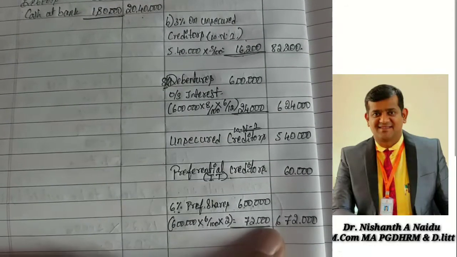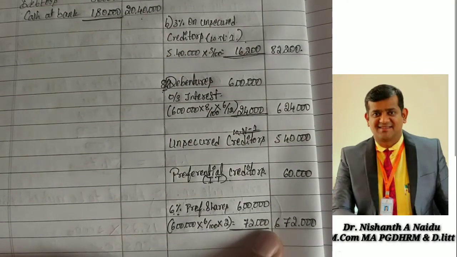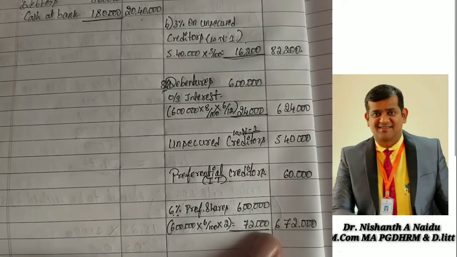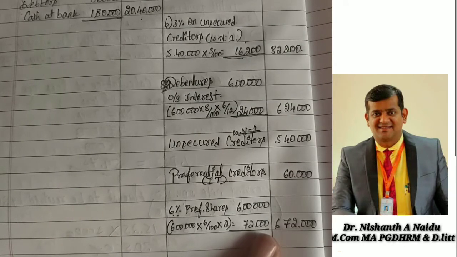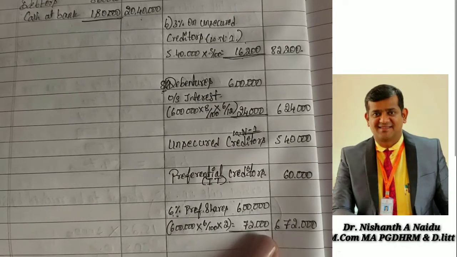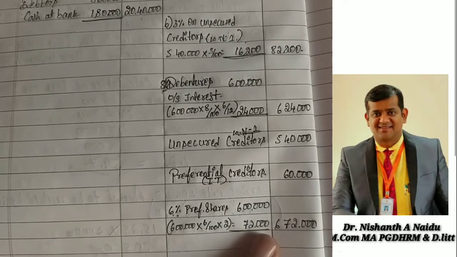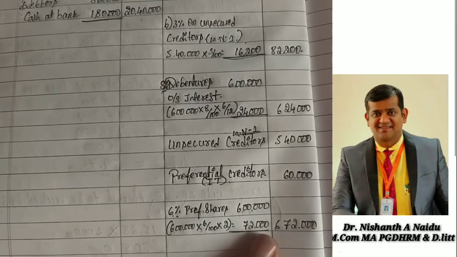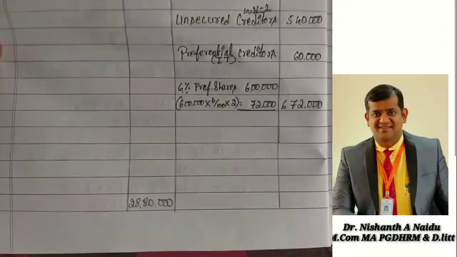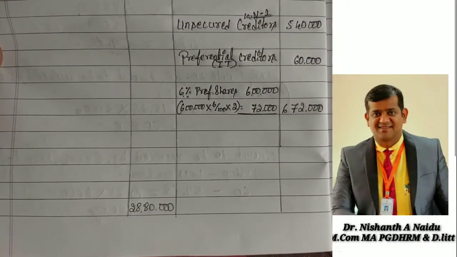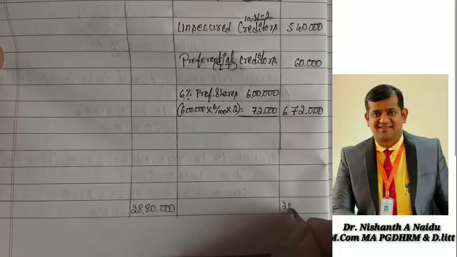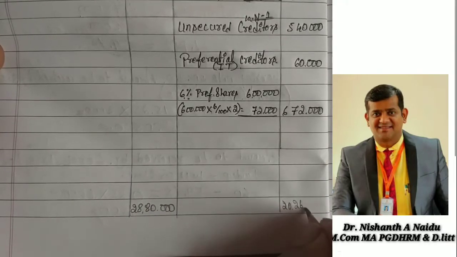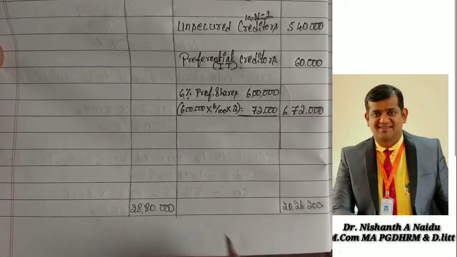then 6,72,000 for preference shareholders. So total I have paid 20,26,200, correct? So I have expensed 20,26,200. So how much I'm left with the cash, because total we have paid how much? 20,26,200. So what is the difference now?